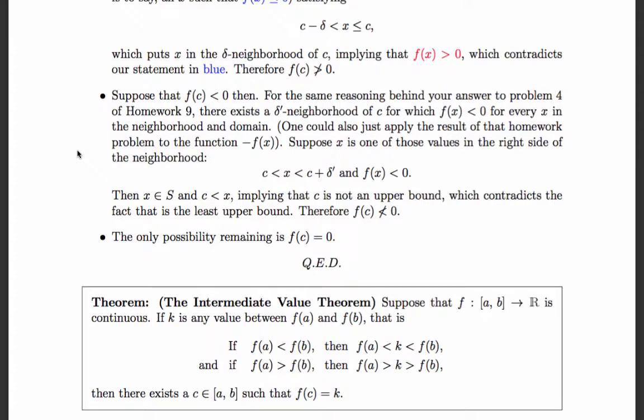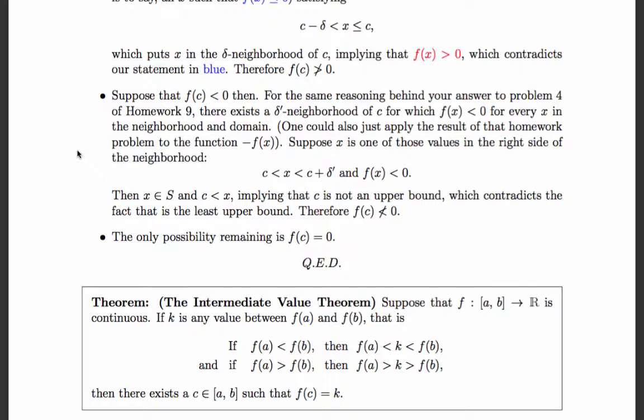And in fact, this result will yield the intermediate value theorem. Suppose f maps a closed interval, a to b, to R, and f is continuous. If k is any value between f of a and f of b, right, if f of a is less than f of b, then k is greater than f of a but less than f of b. And if f of a is greater than f of b, then f of a is greater than k, which is greater than f of b. In other words, it's in between. Then there exists a c in the domain for which f of c equals k.